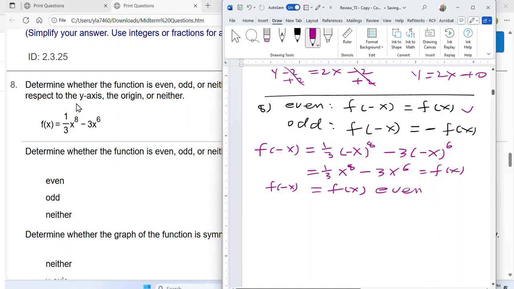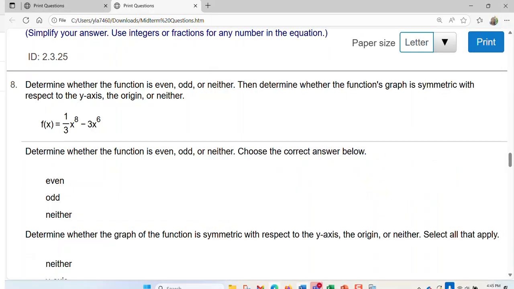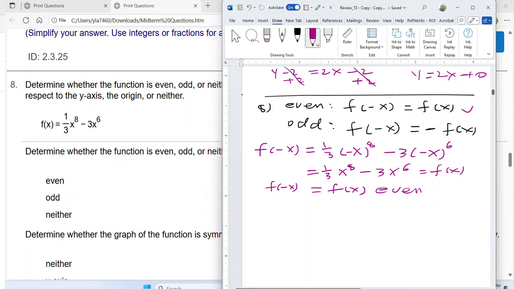And usually if your graph is even, it won't be an odd function, because if you're symmetric with the y-axis, you won't be symmetric with the origin. So you don't really have to prove that one. But if you want to prove it, here's a quick calculation. How do I calculate negative f of x? Well, this one is negative times the entire f function. The entire f function is 1/3 x to the 8 minus 3x to the 6, and then you get rid of parentheses. This is negative, and then negative times negative is positive. So this is negative f of x.